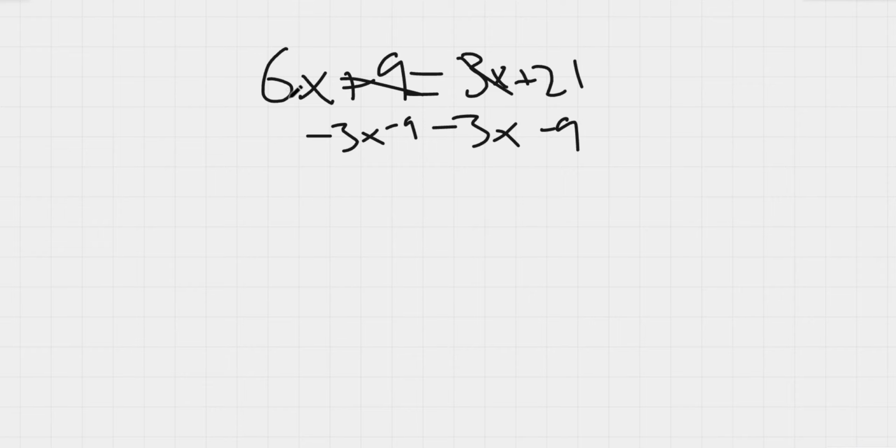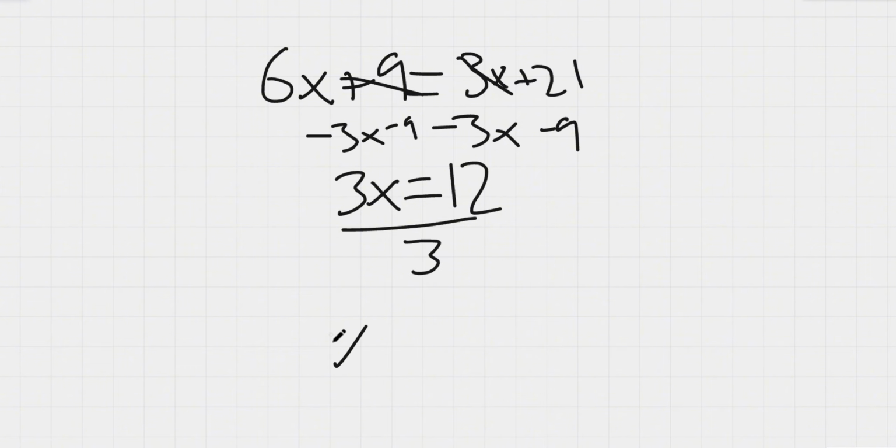So 6x minus 3x is going to be 3x. And 21 minus 9 is going to equal 12. And if we do the same thing that we did before, where we just divide by 3, we're going to get x is equal to 4.